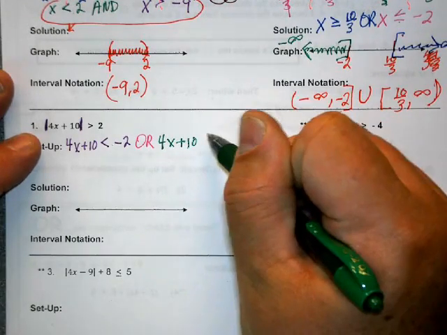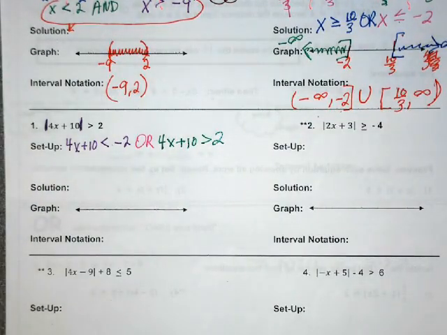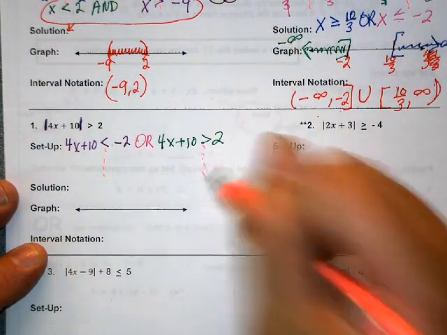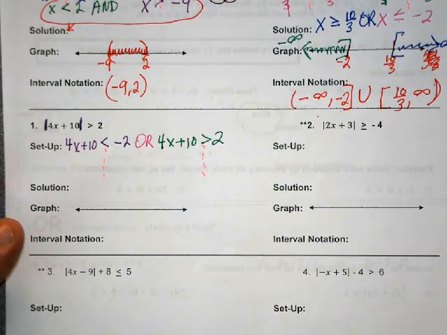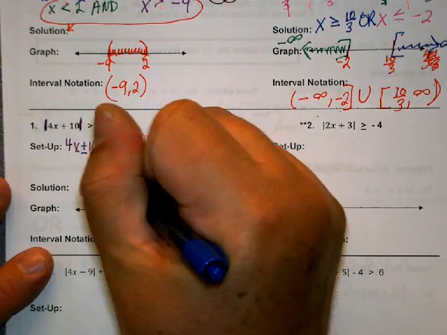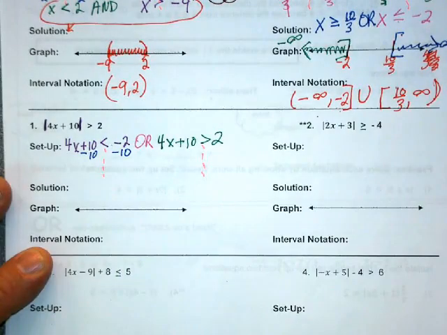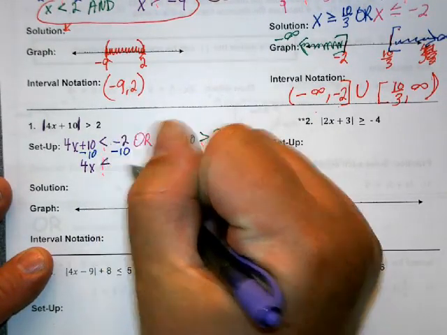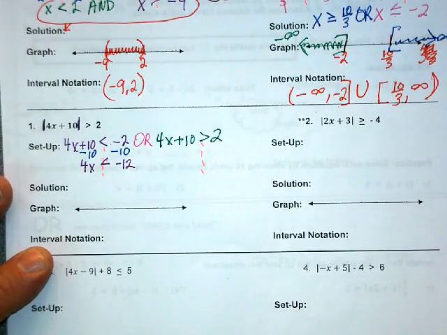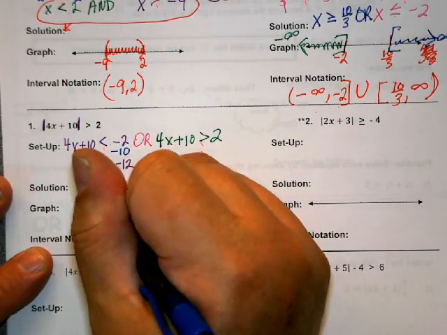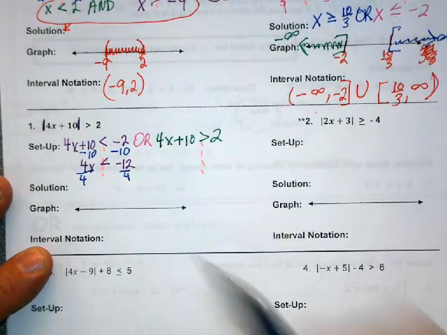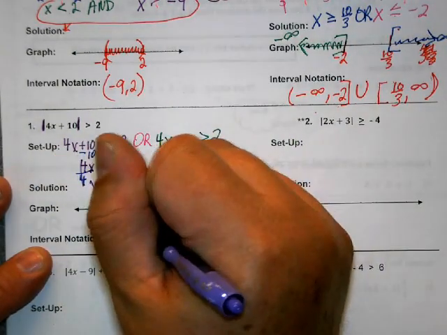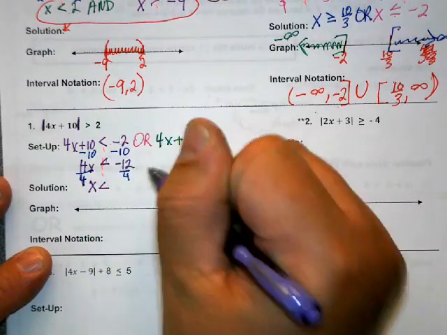Okay, solve each one. Subtract 10, subtract 10. 4x is less than -12. Divide by 4. Divide by 4. It's such a big gap. So x is going to be less than -12 divided by 4, which is -3.